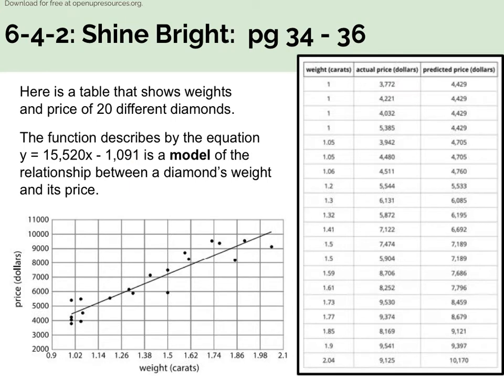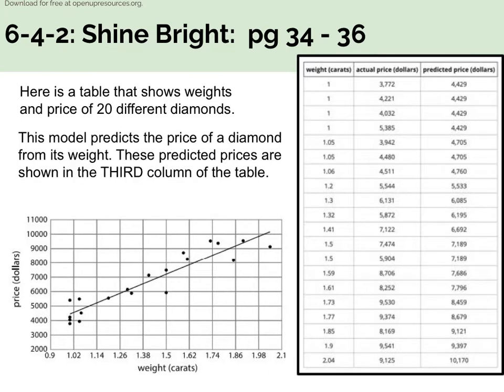So the function described by the equation is the model. Okay, and so it actually is modeling the relationship between the diamond's weight and its price. This model predicts the price of the diamond from its weight. These predicted prices are shown in the third column of the table. So if we look at it, we have the actual price itself, and then we have a predicted price for the different carats.